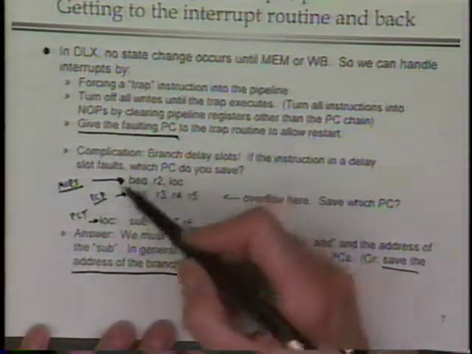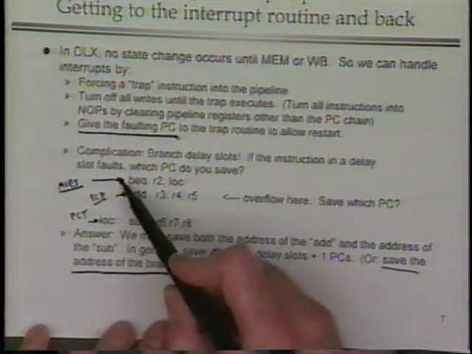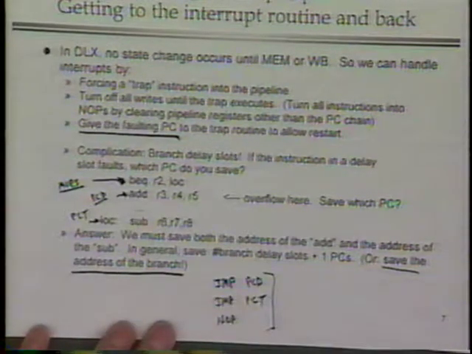In the case where you're, like MIPS did, saving the address of the branch instruction, then there's no problem because you're going to re-execute the branch and remake that decision.